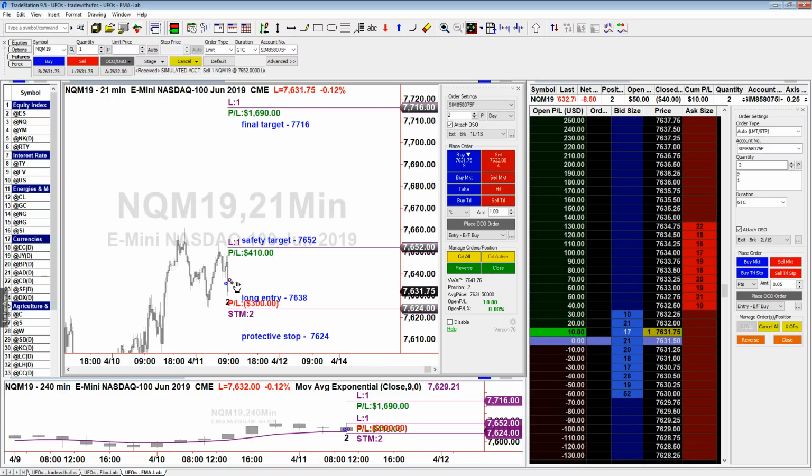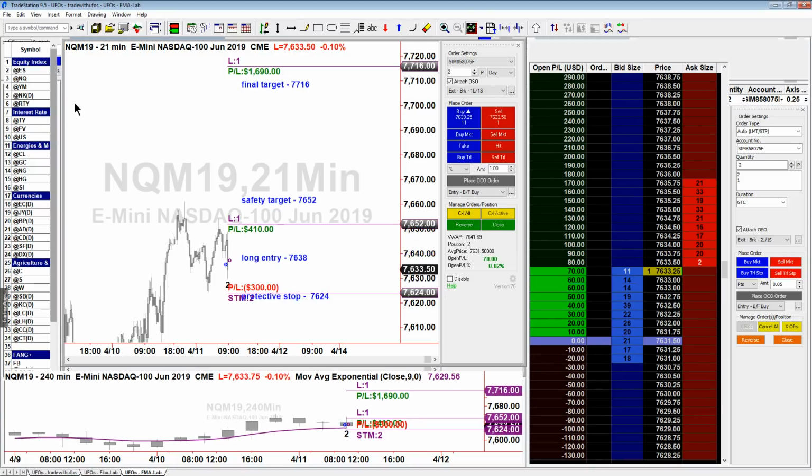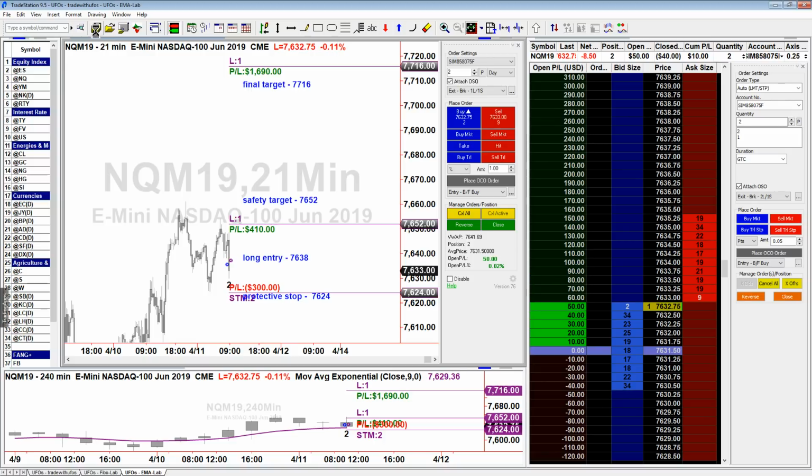My entry has been here where we have the little triangle. My safety target is in the 76.52 area, and finally the final target 77.16. So again, the trade is valid, guys. You have just got to observe me make a mistake, okay, which happens to all of us, guys, because we are human. Not too happy that this happened, but that's what it is.